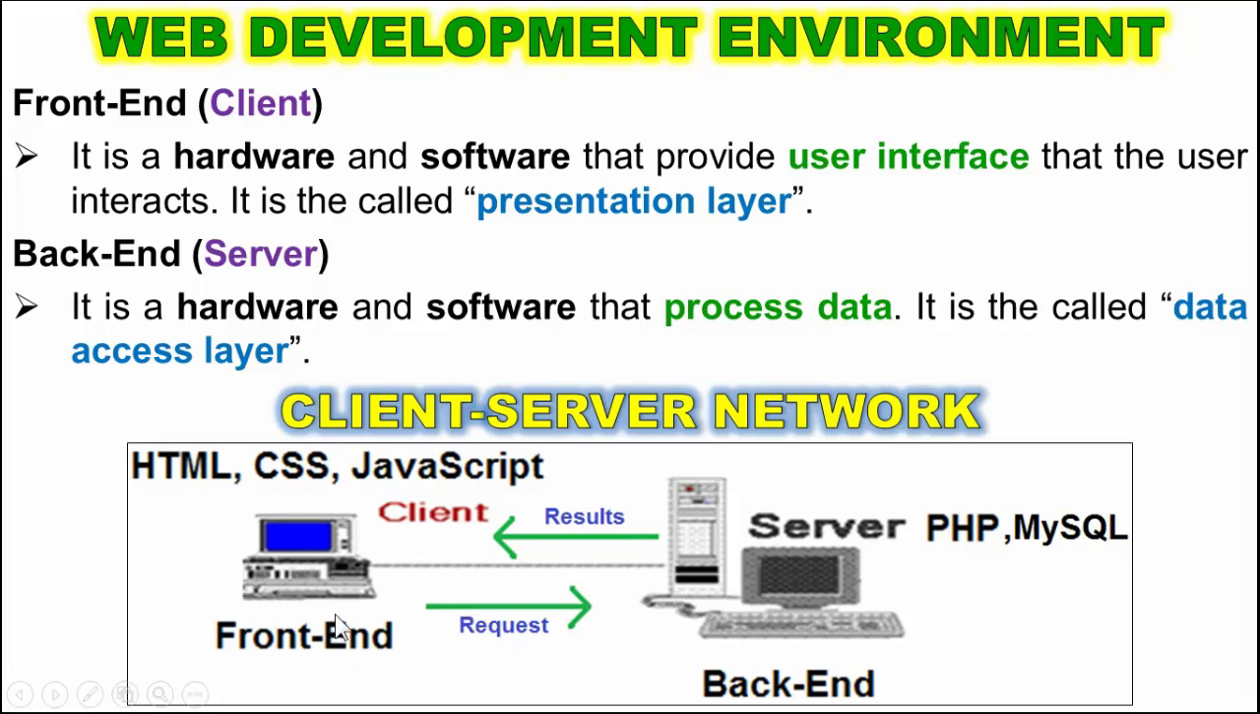On the front end or client computer, the user inputs data and clicks the submit button. The client computer sends requests and data to the server. On the back end or server computer, it receives the data and requests and processes it. When the server is finished, it sends results and feedback to the client computer.